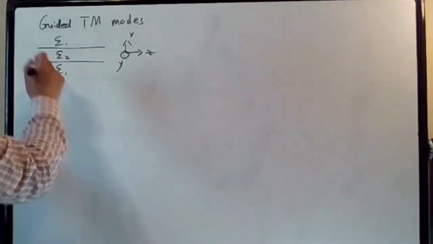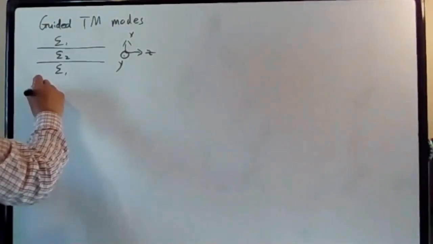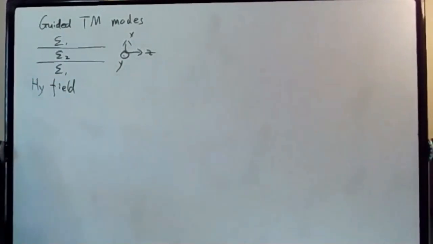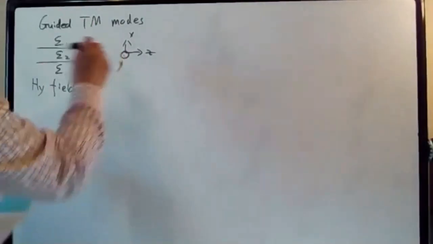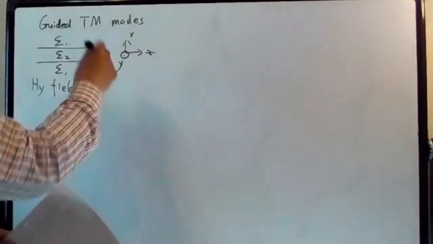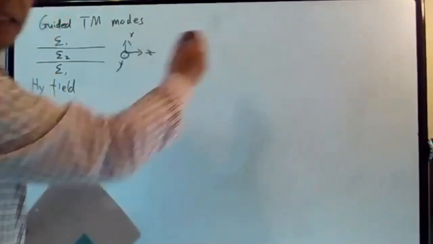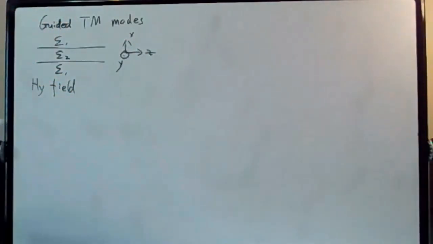So this time, we only have the HY field, right? We only have the HY field. We assume this is the transverse magnetic field, right? So it's the transverse magnetic field, and it's propagating in the z direction.